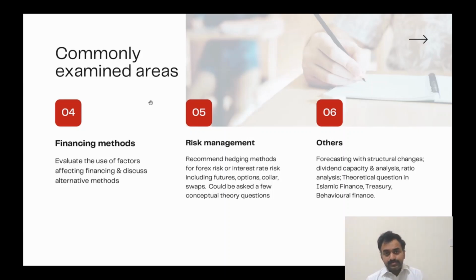Risk management is a guaranteed question in the exam. So you could get a question on interest rate risk or foreign exchange risk. You need to be very well prepared with some of those complex derivative instruments such as futures, options, in the context of forex risk. In the case of interest rate risk, you need to be really thorough with futures, option, collar, FRA, as well as interest rate swaps.